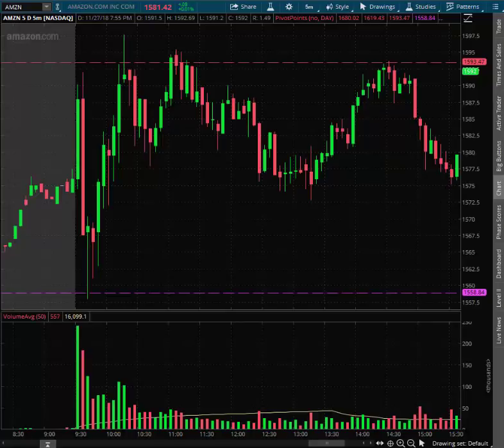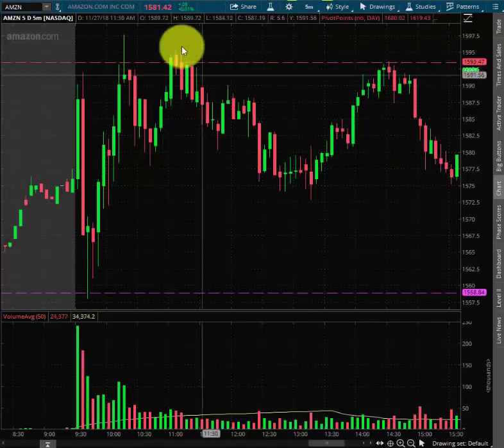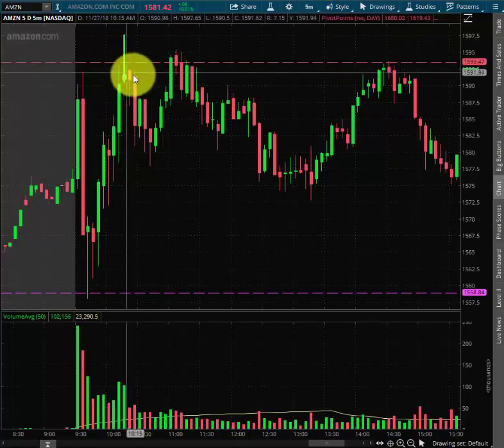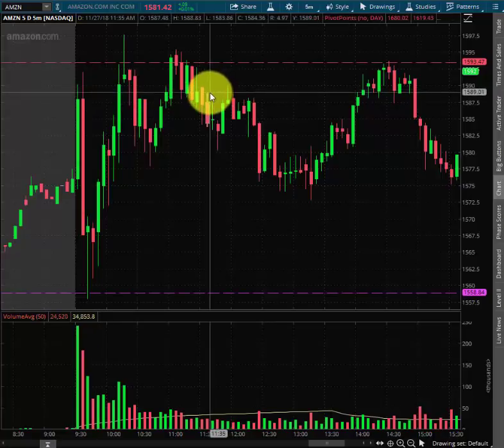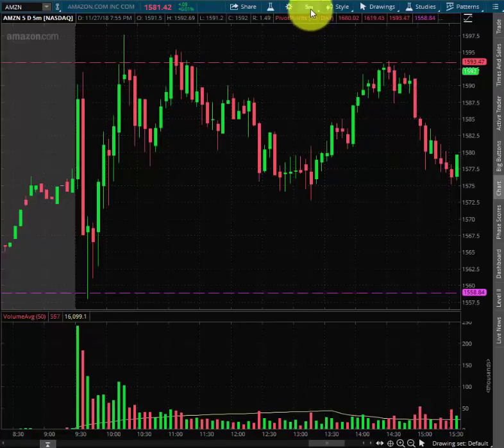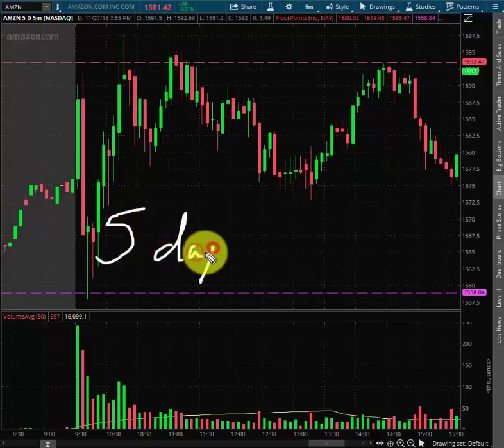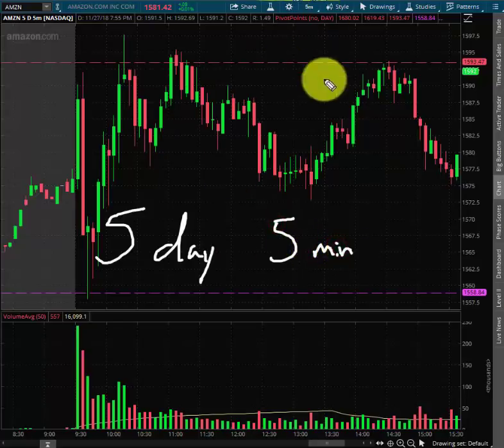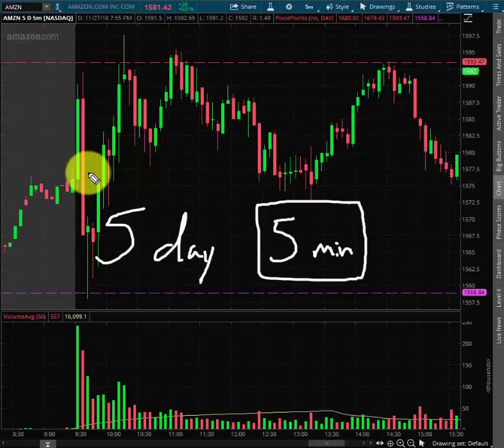So basic example here, this is Amazon today on the 5-minute chart. We're currently in the TD Thinkorswim platform. It's a free platform and it's pretty commonly used, so I like to use it for the videos. We're on the 5-minute time frame, which is essentially the 5-day, 5-minute time frame. And when we're referring to a time frame, obviously we are always referring to the interval. So you can see we are on the 5-minute, meaning that each candlestick here represents 5 minutes of a trading period.